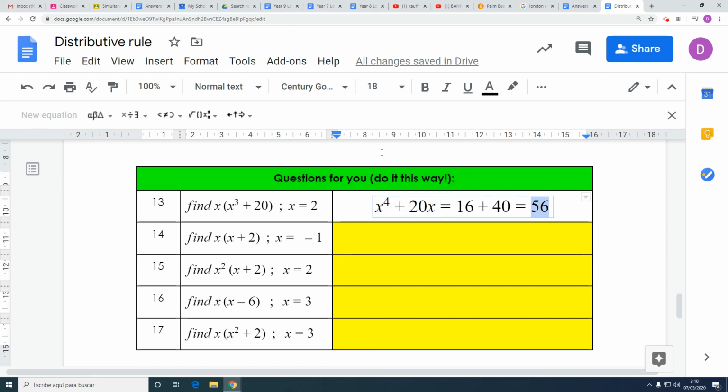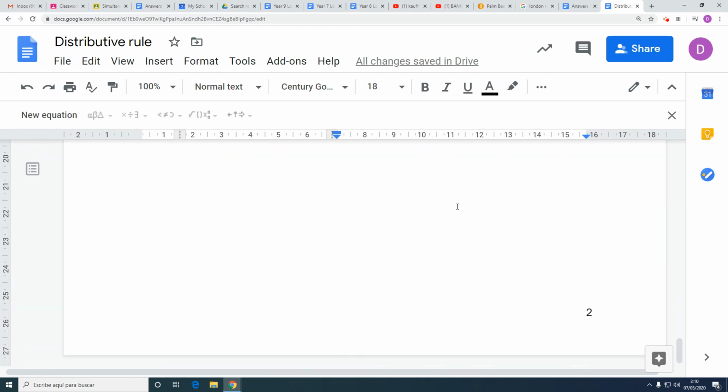Why is it 56? Because that's 2 times 2 times 2 times 2. There's 4 2's. So that's like 4 times 4, which is 16. And then 20 times 2 is 40. And it's a plus in the middle, so we add them and we get 56. So there's only a few questions like that as well.